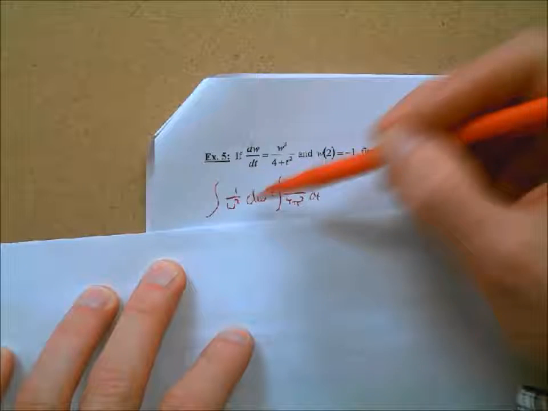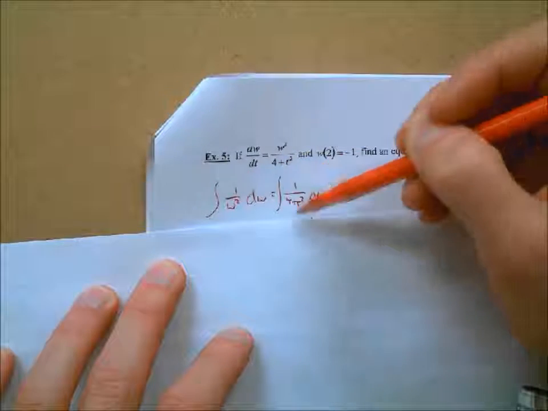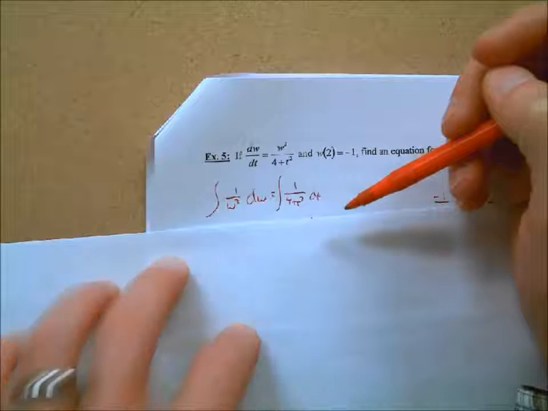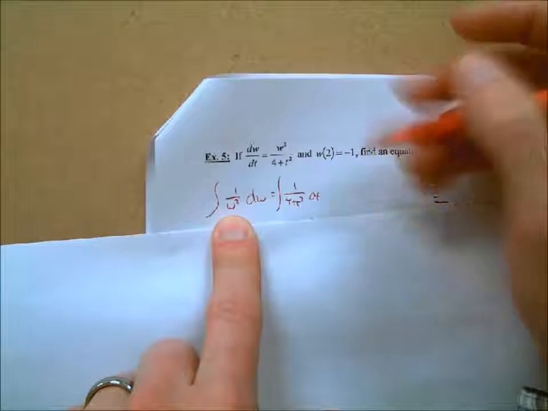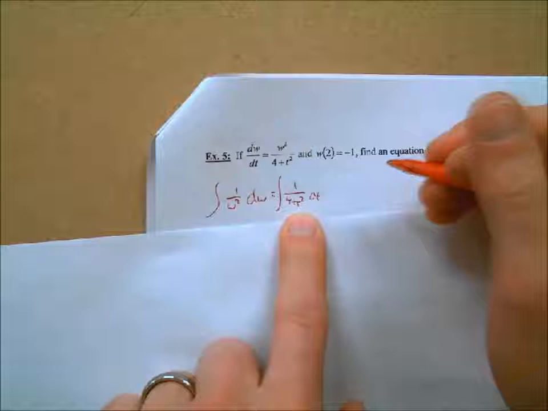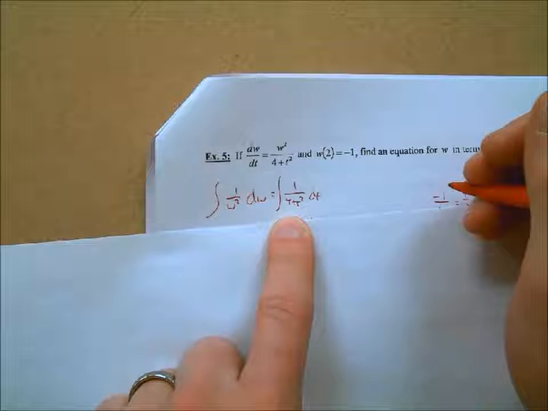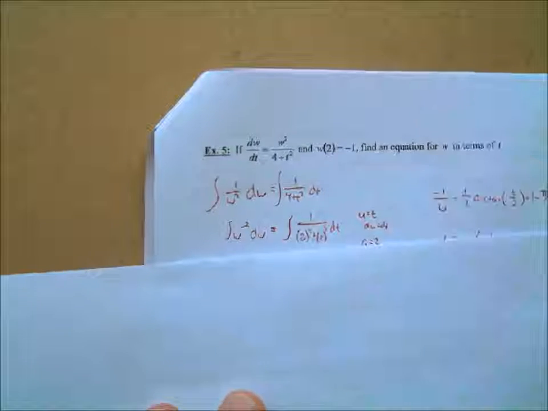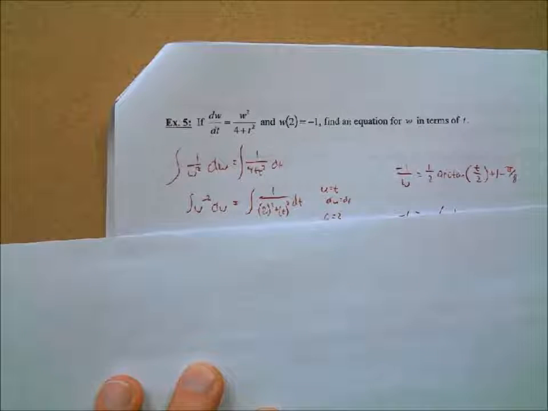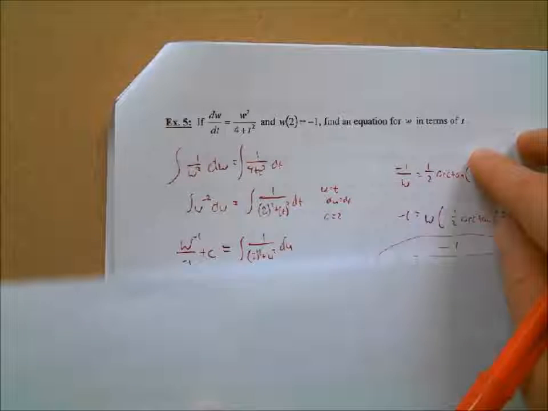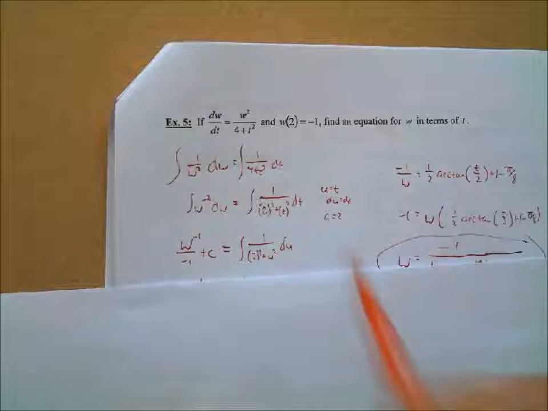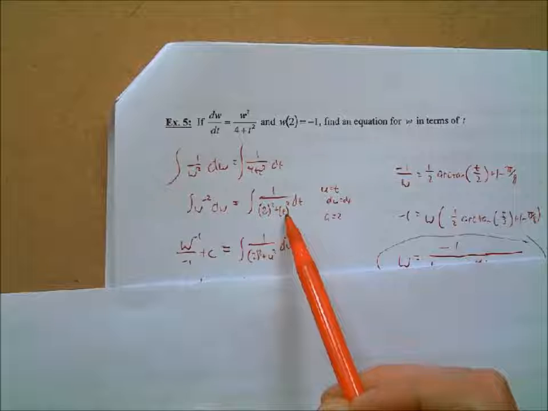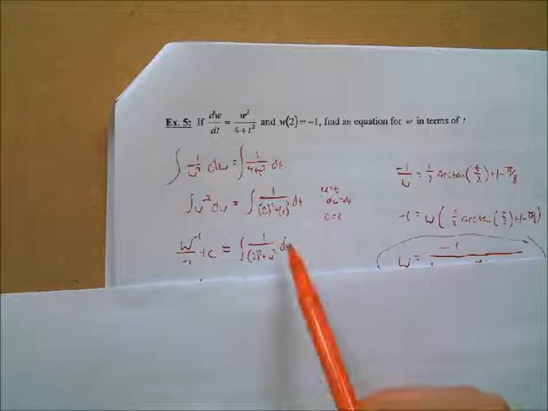So again, the w squared comes over as 1 over w squared, and then this is 1 over 4 plus t squared. Integral of 1 over w squared, that's a power rule. The integral of 1 over 4 plus t squared, what are we going to use here? Yeah, arctangent. Blast from the not-too-distant past. So there it is. And so I chose to use the u substitution here. Not really necessary, though, because it's just a t, so you could have just integrated right from this point.